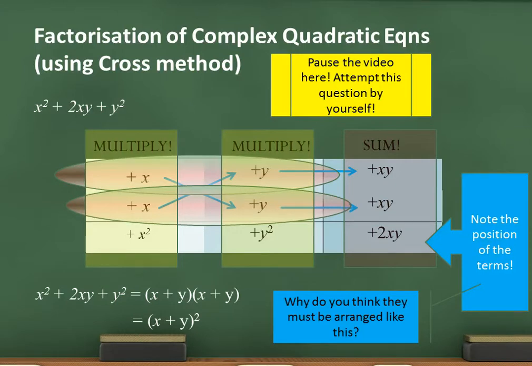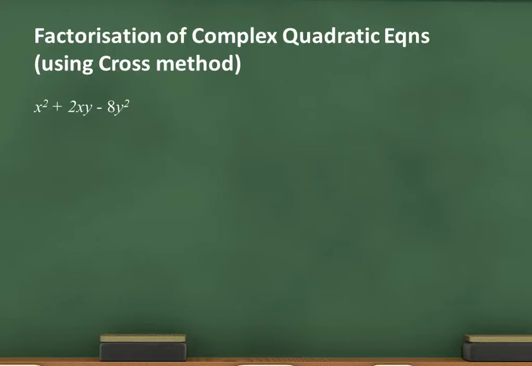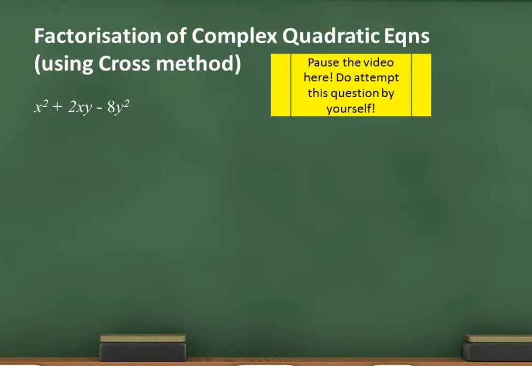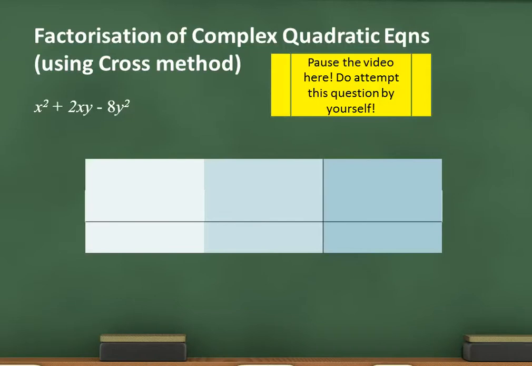Let's try this using a real expression. I have x squared plus 2xy minus 8y squared. Something slightly different here. But take note, is this still a quadratic expression? Again, do pause the video and give it a try yourself. Let's compare the answers. For the cross method, I'll set up the table, move the expression into the table, and position them like this.